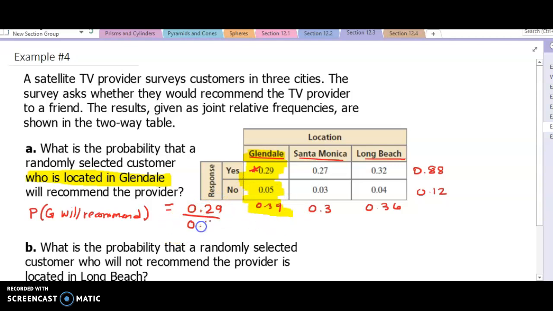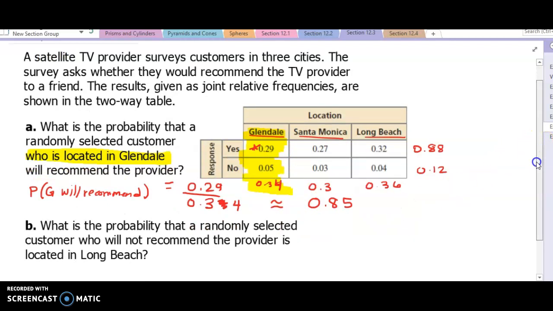Okay, so that'd be the total that said yes, they recommended it, equals 0.29 out of the entire Glendale population, which is 0.39. Okay, so 0.29 divided by 0.39, that gives me, oh, that's a 3/4. Sorry, guys, that's a 4. I can't read my own writing. 3/4. Let's try that again. 0.29 divided by 0.34. That looks a little closer. That is roughly 0.85. Okay, or I could say about 85% of all Glendale residents surveyed would recommend.